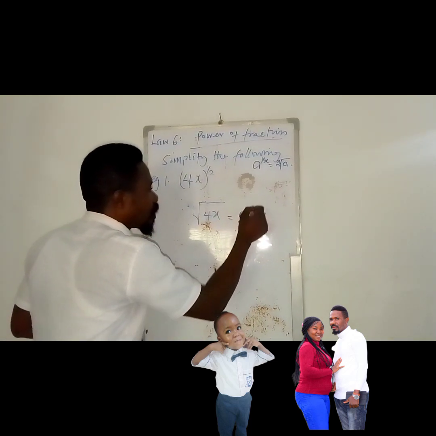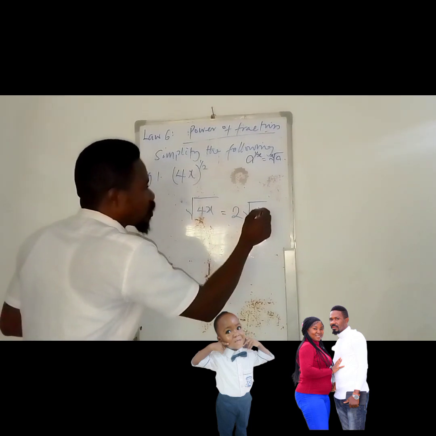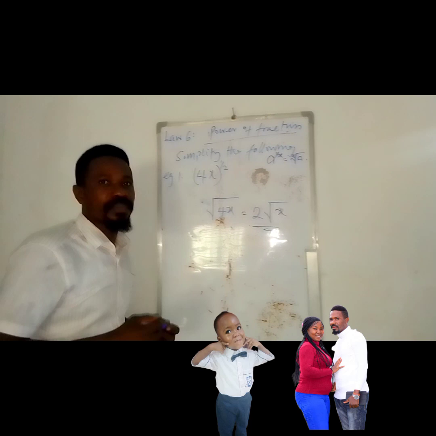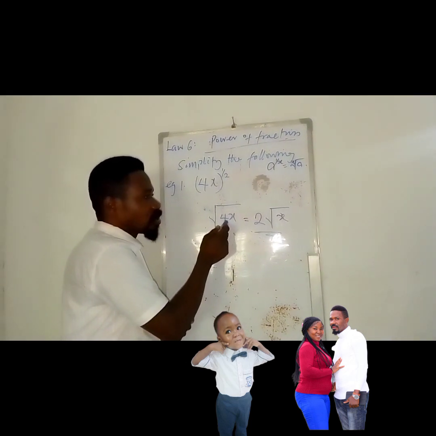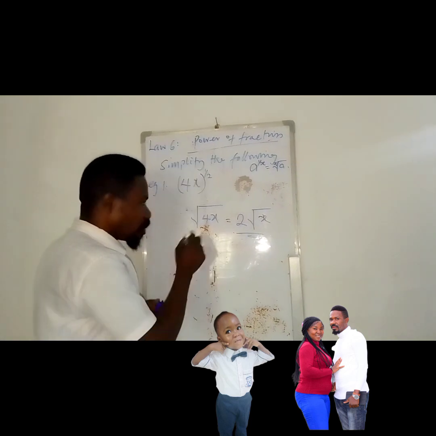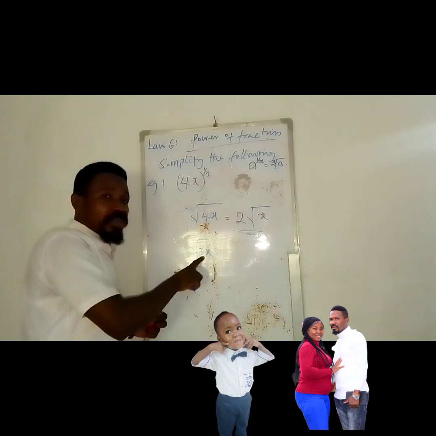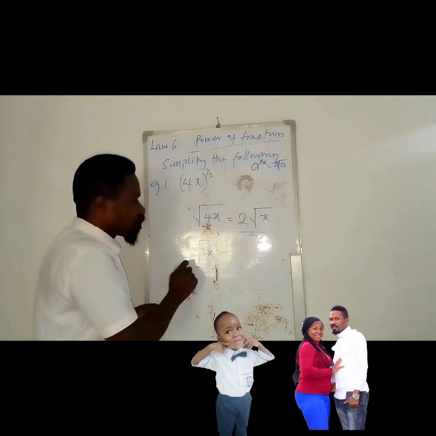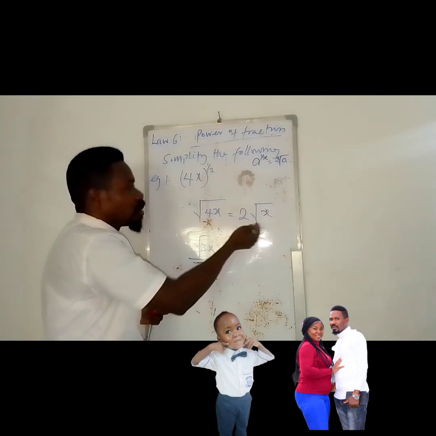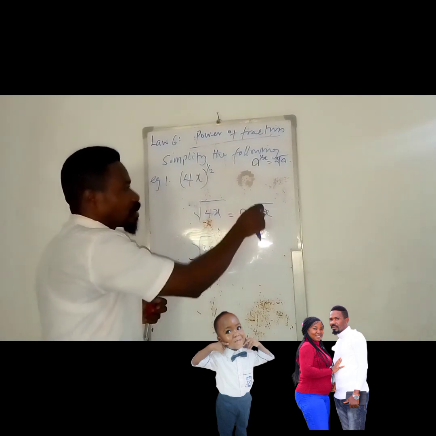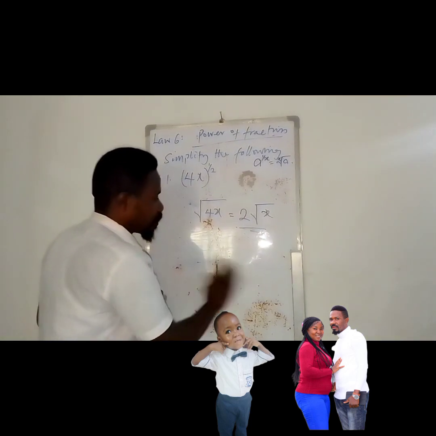So with this, I know that the square root of 4 is what? 2. X does not have any perfect square root, so the final answer is 2 root x. Where the part inside does not have a perfect square, you leave the answer that way. For example, if it is something like 3x, you don't have a perfect square root of 3 and x, so the answer will just be in this form. But if it has something that has a perfect square, bring that out, and the one that does not have a perfect square, leave it inside the square root, and that is the answer.